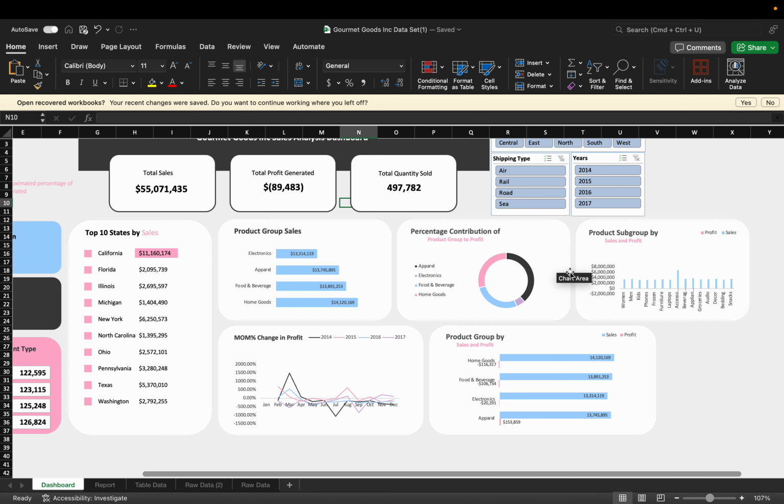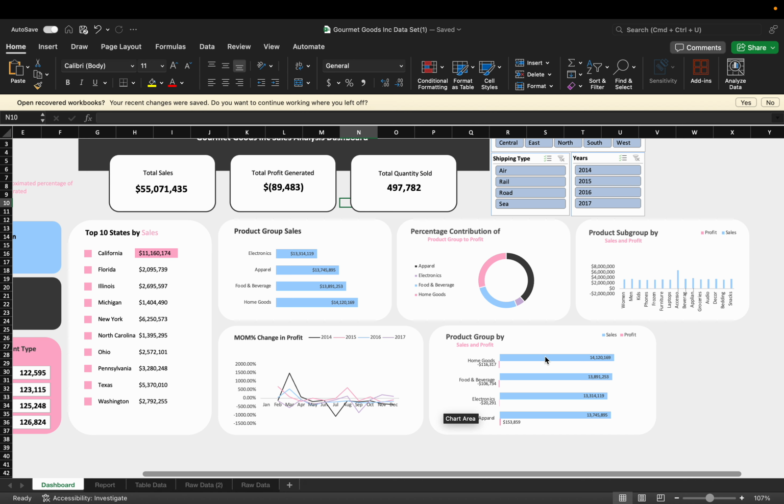I mean, electronics also has the lowest sale. However, the lowest sale doesn't equal the lowest contribution value to the profit, but something to just take note of. Now we look at the sales and profits by each of the product groups.